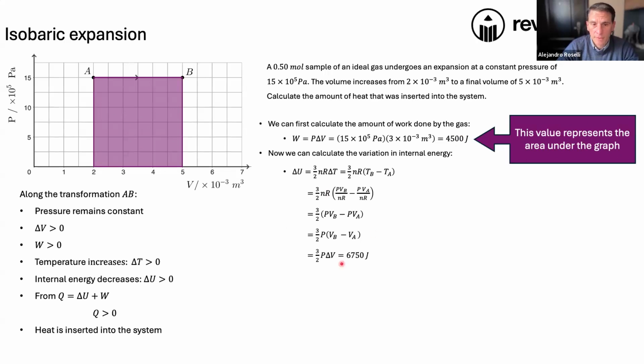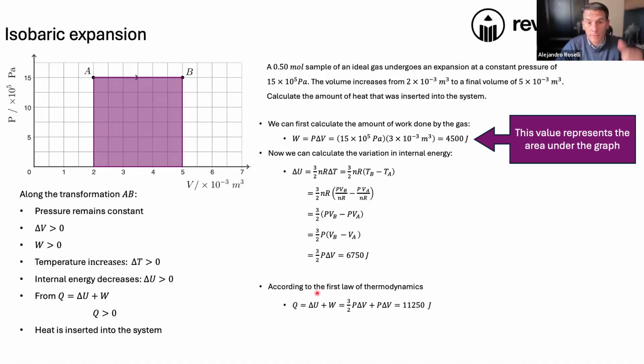So you have work and variation in internal energy. That will allow us to calculate the amount of heat by just adding those two magnitudes: Delta U plus W. Positive means thermal energy was added into the system, just as we predicted by analyzing the shape of the graph.